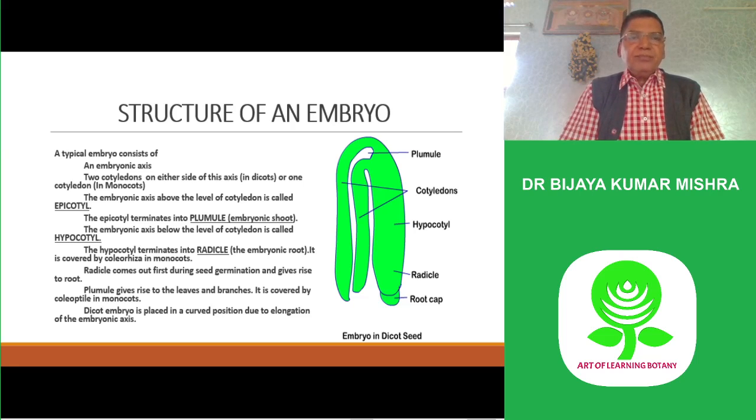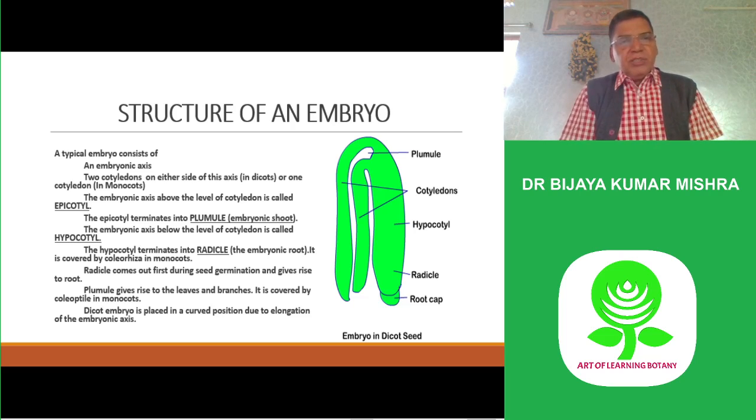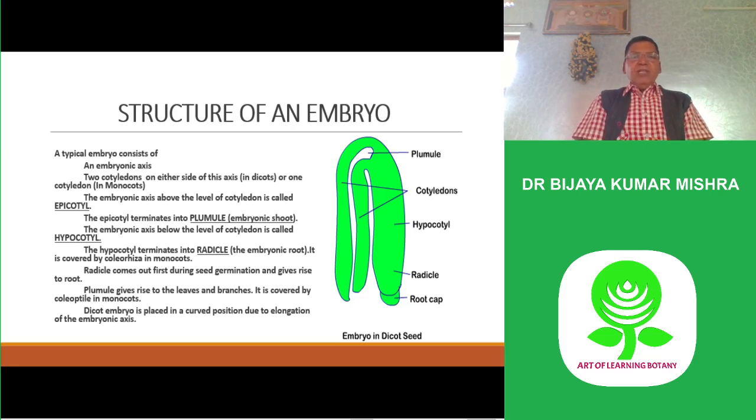root system. In monocots, the covering over the plumule is called coleoptile. In monocots, there is also a covering of the radicle on the hypocotyl, called the coleorhiza. Now, the plumule gives rise to the shoot system or branches, and the radicle gives rise to the root system. The coleoptile covering the plumule and the coleorhiza covering the radicle are not found in dicots, right? So this is the standard structure of the embryo in angiosperms.